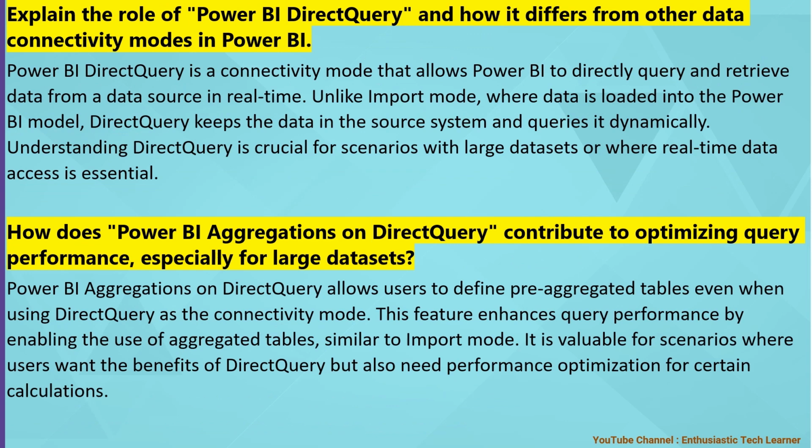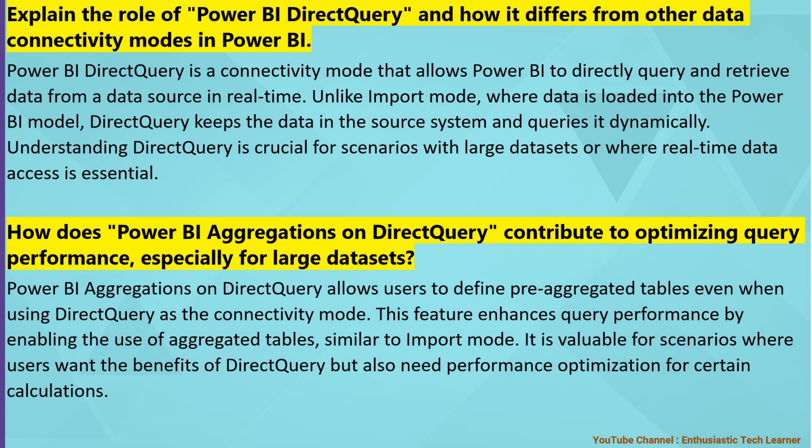Explain the role of Power BI Direct Query and how it differs from other data connectivity modes in Power BI. Power BI Direct Query is a connectivity mode that allows Power BI to directly query and retrieve data from a data source in real time. Unlike import mode, where data is loaded into the Power BI model, Direct Query keeps the data in the source system and queries it dynamically.